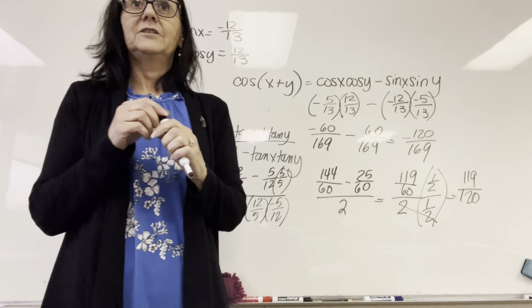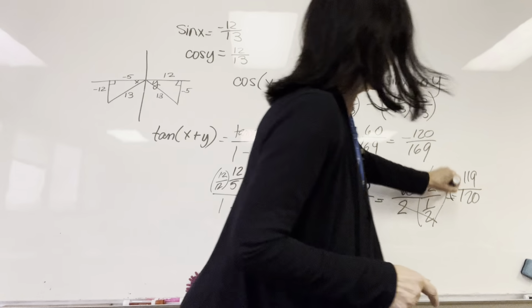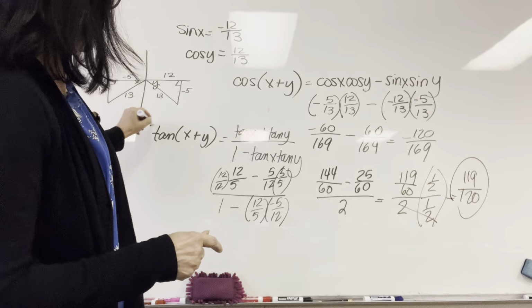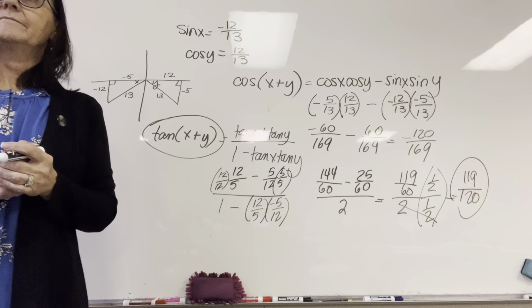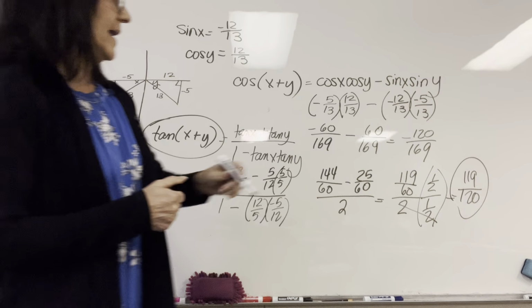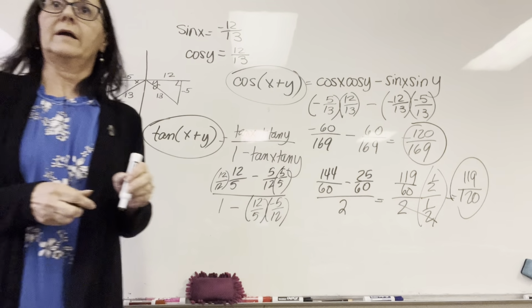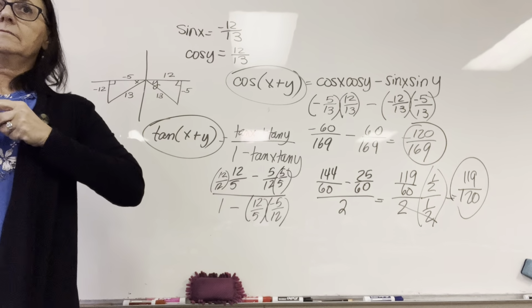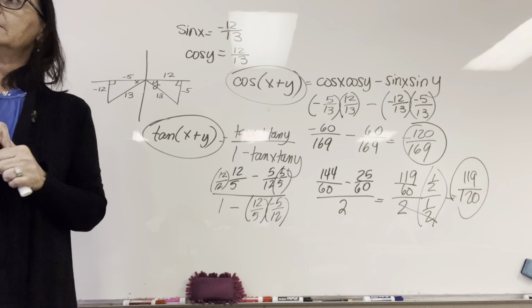Got it? It's just algebra. So what is that equal? That thing right there? It equals the tan of x plus y. Makes sense? And this equals 120 over 169, cosine of x plus y. Make sense?